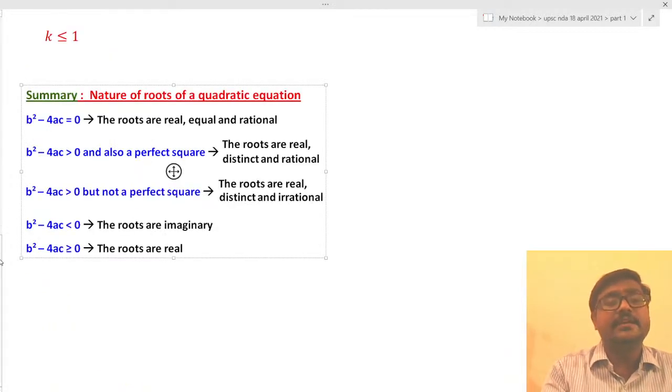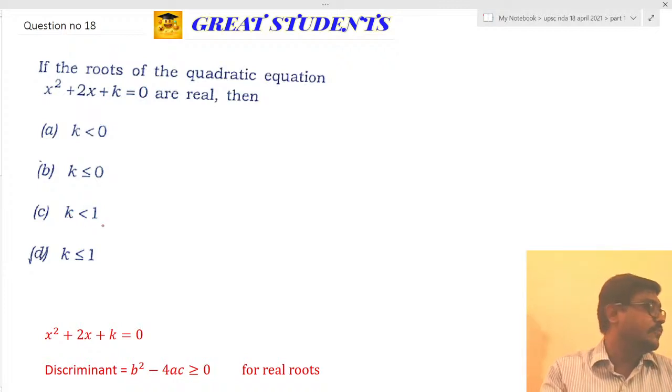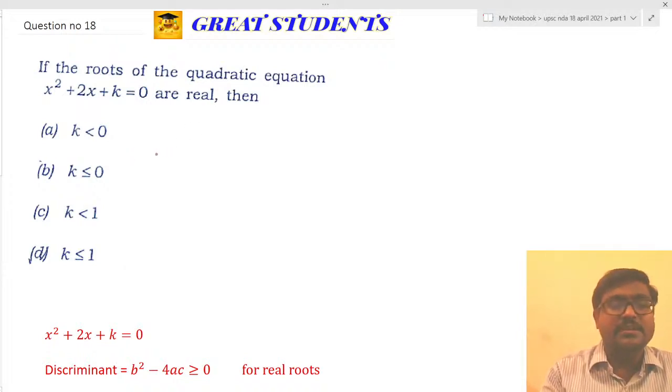That is based on the discriminant of a quadratic equation again. If the roots of the quadratic equation x square plus 2x plus k equal to 0 are real, then option A, k less than 0, option B, k less than or equal to 0, option C, k less than 1, option D, k less than or equal to 1. Okay, it is given like this. Now here also we are going to use inequality so that then only we can get the answer.